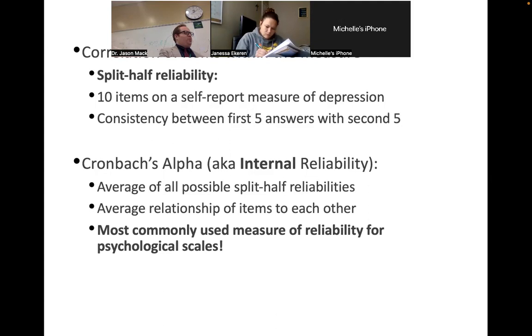Well, you can use Cronbach's alpha, internal reliability, which has the average relationship of items to each other. What this does is eliminate things like double-barreled questions, where you're asking the question the wrong way and your answers are a little weird. This looks at the internal reliability. But again, split half is probably the best way.